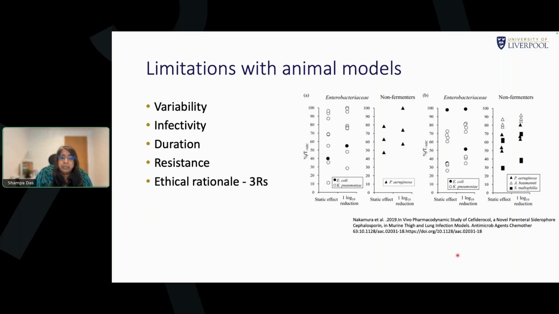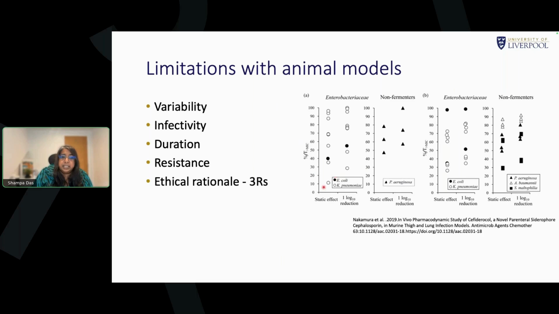So the data I'm showing on the panel on the right here is data for a compound that's been tested in both a thigh infection model and a lung infection model. And the driver here on the y-axis is free time above MIC. And this isn't a statement on this compound by any means, but just to give you an idea of the kind of variability that we can see generated from this animal data.